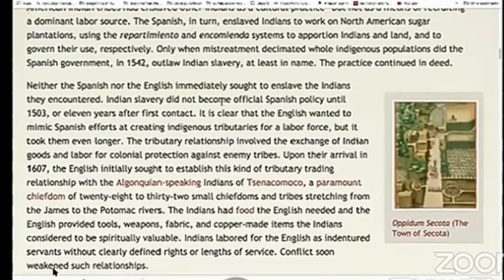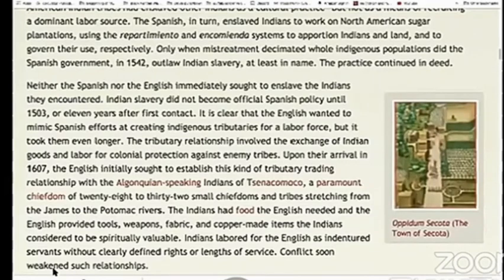Indian slavery did not become official Spanish policy until 1503, or 11 years after its first contact. It is clear that the English wanted to mimic Spanish efforts at creating indigenous tributaries for a labor force, but it took them even longer. The tributary relationship involved the exchange of Indian goods and labor for colonial protection against enemy tribes.